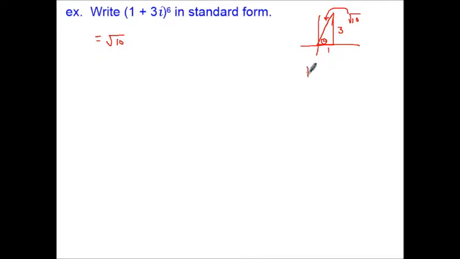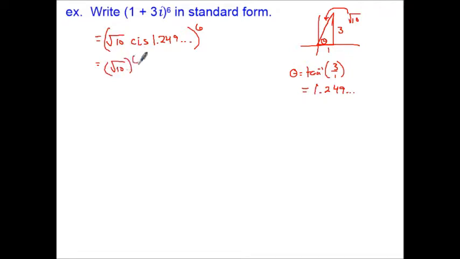To get theta, I need to do the inverse tangent of opposite over adjacent, so that's 3/1, and that gives me some icky decimal such as 1.249... forever. There's my angle measure in radians. Again, I could have done degrees, but I chose radians. So I'm looking at cis of 1.249 icky. But remember, this thing is all going to the 6th power. So I've got to take root 10 to the 6th, and then cis of 6 times 1.249 icky decimal.